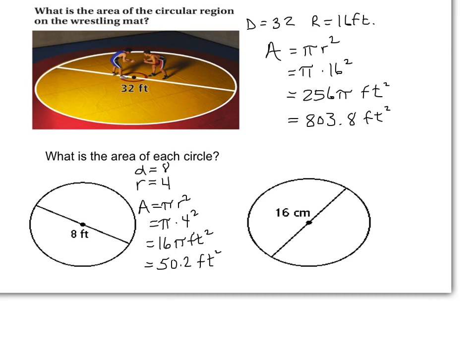Okay, the second one here, the area, again, is equal to pi r squared. My radius is 8, or half of 16. So my area is pi times 8 squared, or it is 64 pi centimeters squared. That would be my answer in terms of pi. If I round it to the nearest tenth and find the decimal, it would be 201.